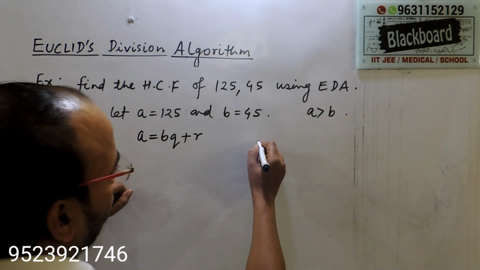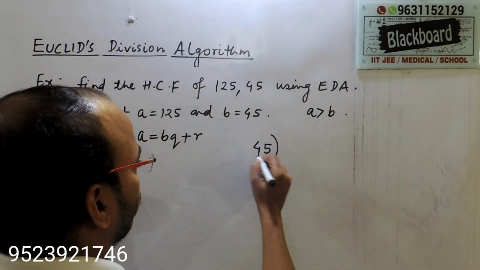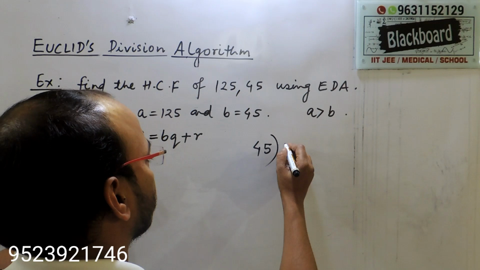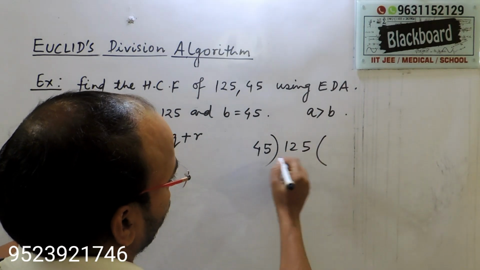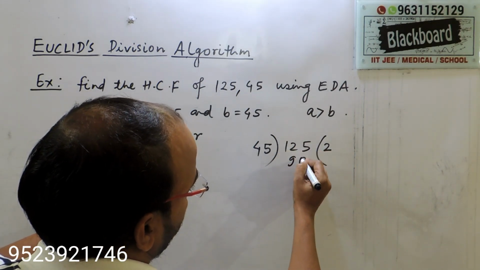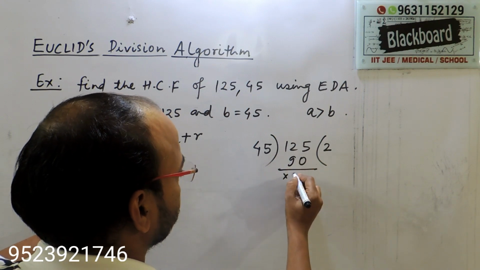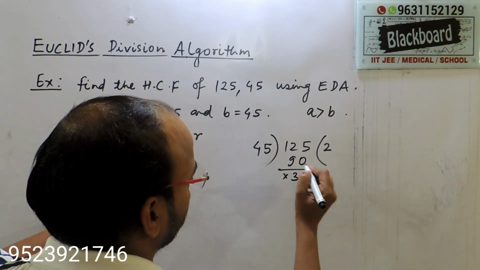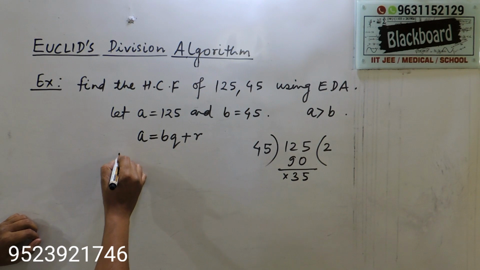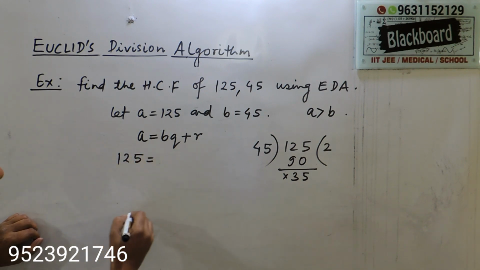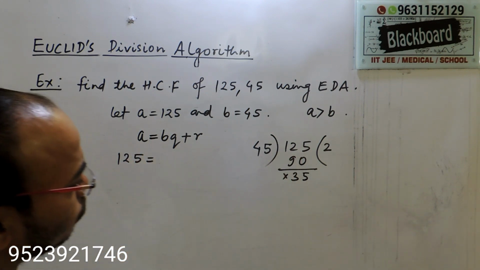For this you have to divide 125 by 45. So 45 times 2 is 90. That means after subtraction you will get 35. That means 125 can be expressed in terms of 45, 2 and 35.